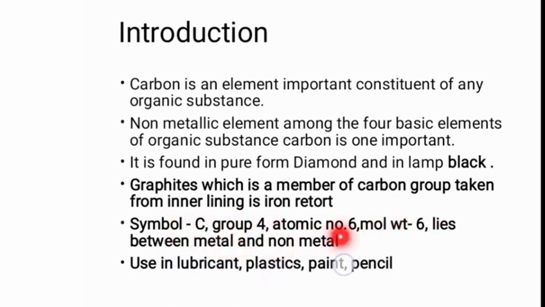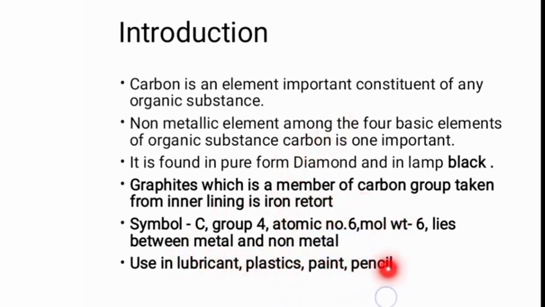Other things to know about carbon: it is an important constituent of organic substances, a non-metallic element among the basic ones, that is carbon, nitrogen, oxygen. Carbon is the more important. It is found in pure form as diamond, and also lamp black. Graphite is a member of the carbon group, taken from the inner lining of the iron retort. Carbon is used in lubricants, plastic, pens and pencils.